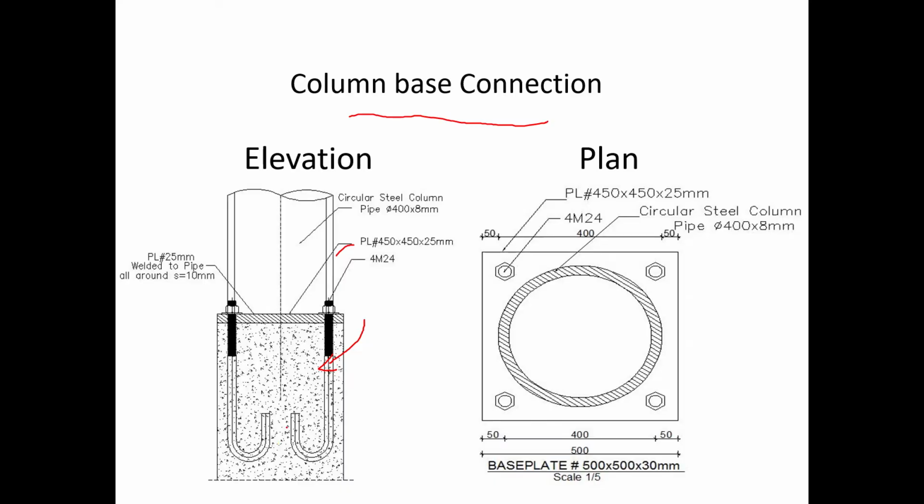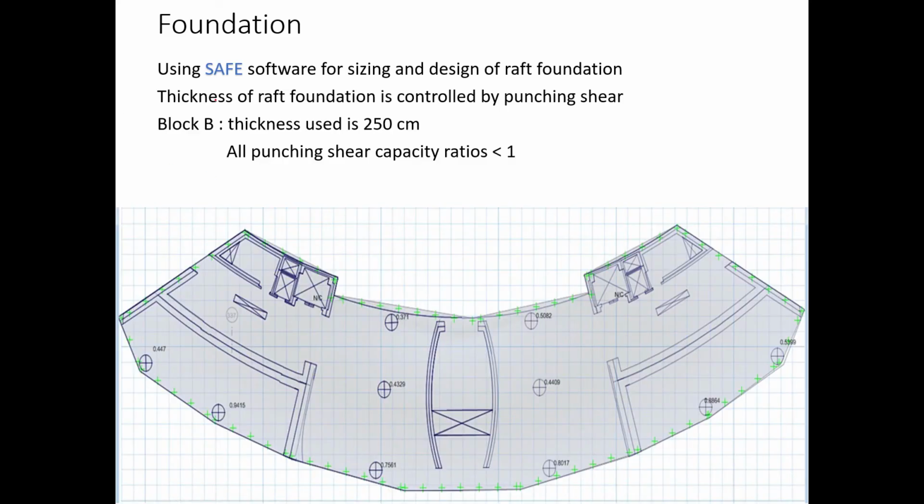Okay, here we are going to discuss the foundation, which we talked about in the previous introduction, and I told you that we are going to use the raft foundation. The thickness of the raft foundation is controlled by punching shear. For blocks B and C we are going to use the raft foundation combined with piles, and in block A and A prime we are going to use single footing.